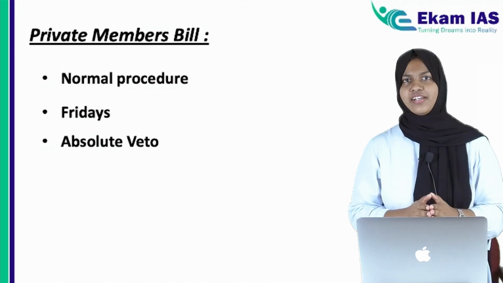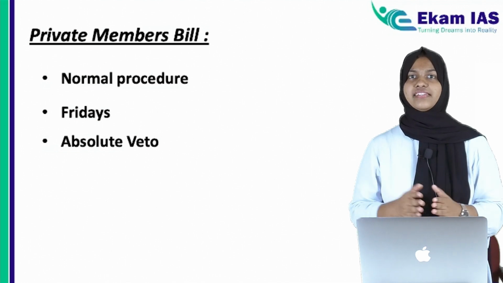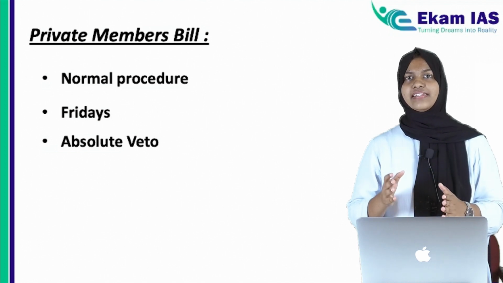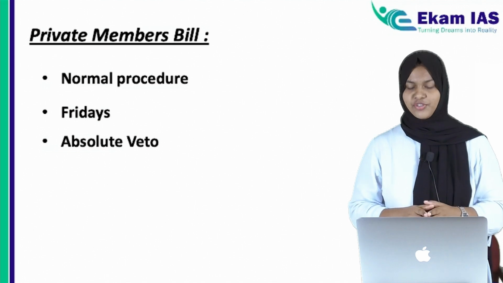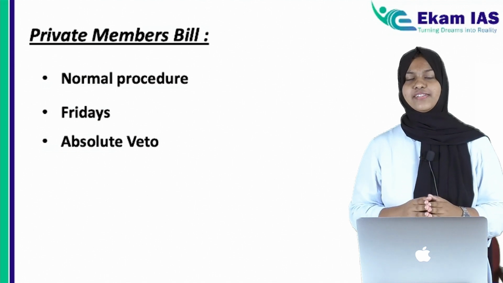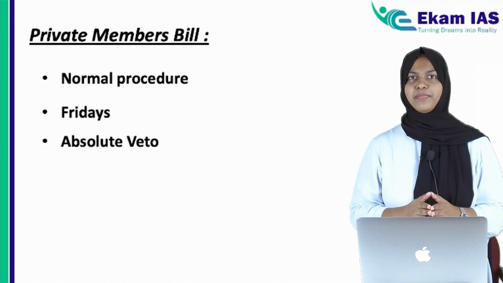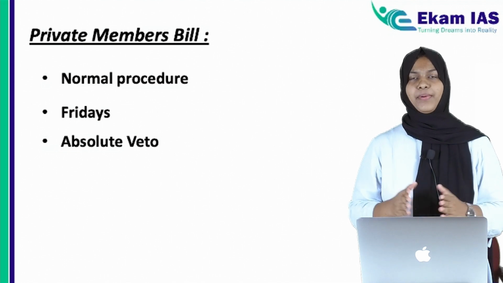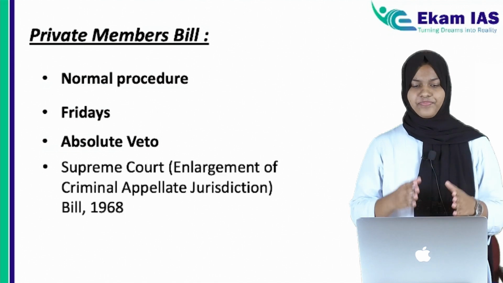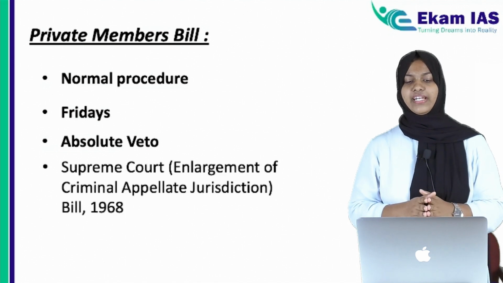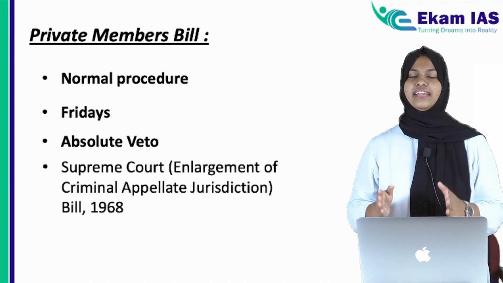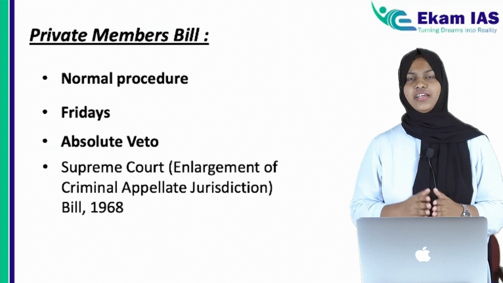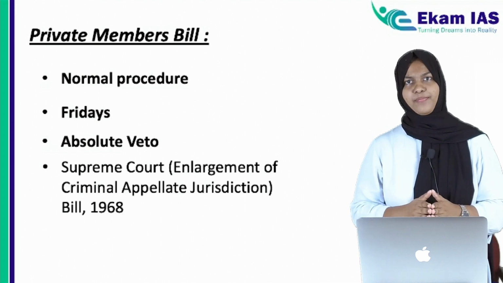There was a previous year question asked by UPSC regarding the passage of private member bills, and it says that no private bill has been passed so far in the parliament. Regarding that, 14 bills were introduced in parliament by private members, out of which 5 bills were passed, and the latest one was the Supreme Court Enlargement of Criminal Appellate Jurisdiction Bill 1968, and the bill was passed in 1970. That was the last time a private member bill was passed in the parliament.